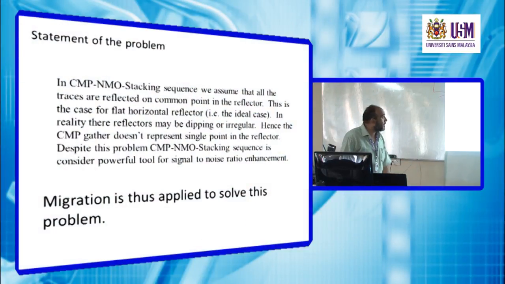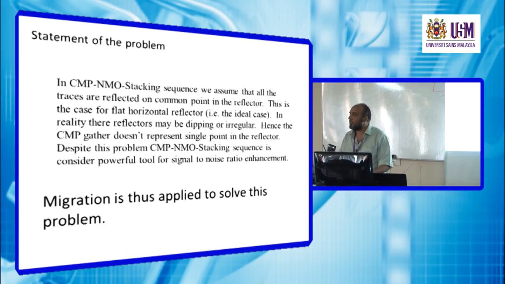So for the diffraction problem, the statement of the problem is that in the CMP NMO stacking sequence, we assume that all the traces are reflected from a common point in the reflector. This is the case for a flat horizontal reflector, which is the ideal case. In reality, there are reflectors that may be dipping or irregular.